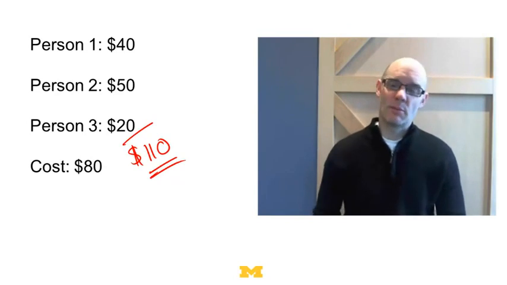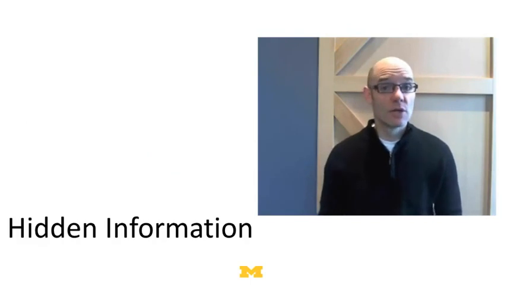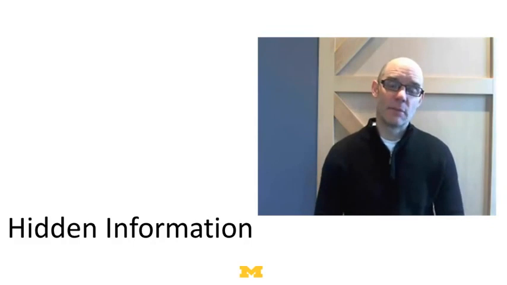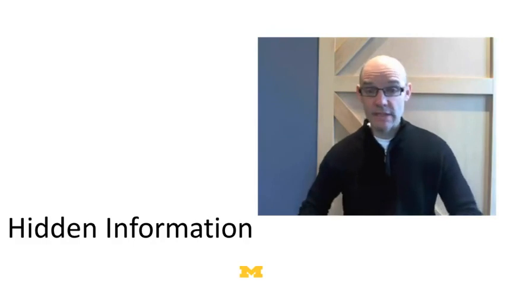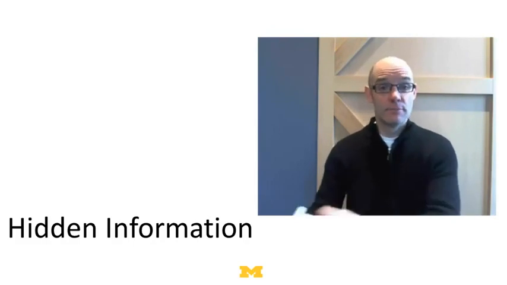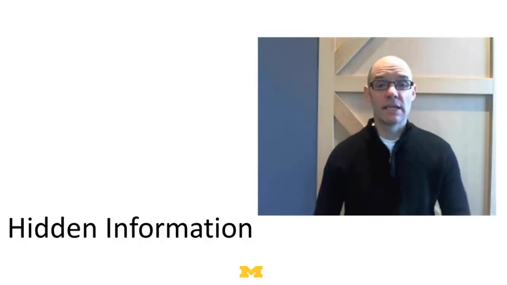But here's the problem. These values, the 40, the 50, the 20, are private information. No one knows those before the fact. And so what you've got is a classic case of hidden information. People value the coffee machine some amount, but we'd like to get them to reveal that information so we can decide whether or not to buy the coffee machine. Because it could be that they don't value it enough. That person 1 values it at 20, person 2 at 20, and person 3 at 20, so the total value is only 60, and the coffee machine costs 80, so it's not worth doing.